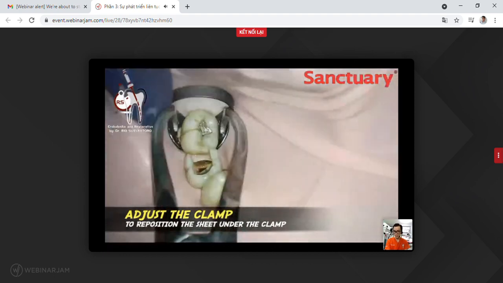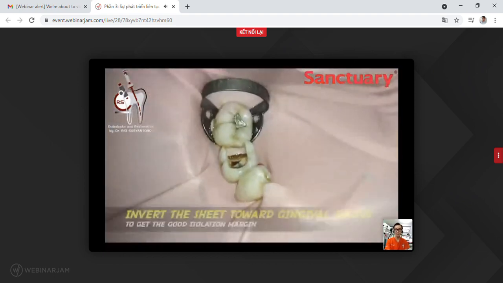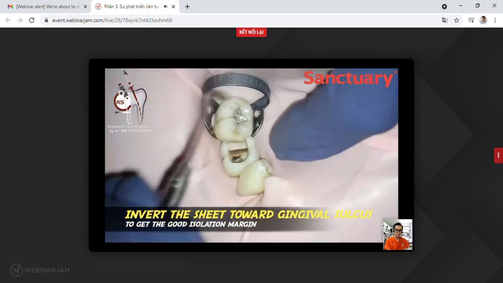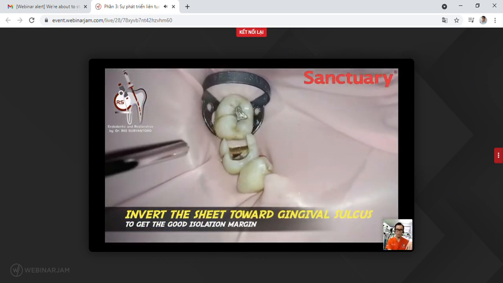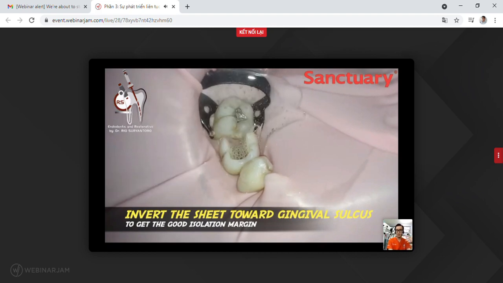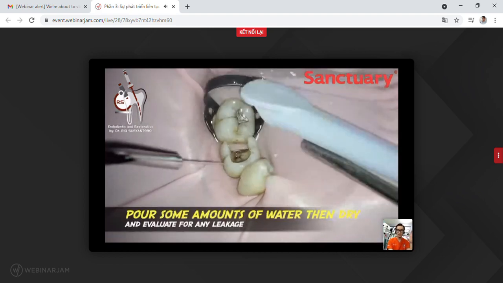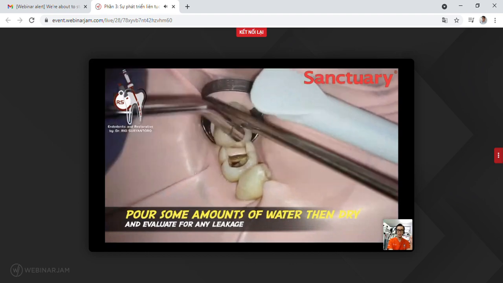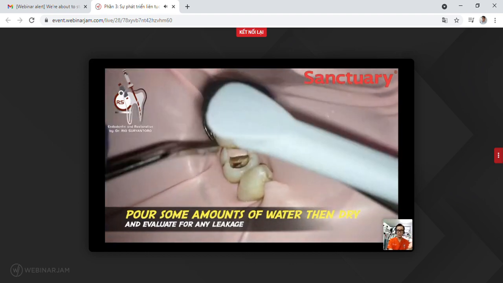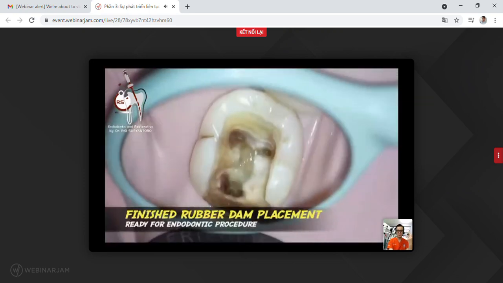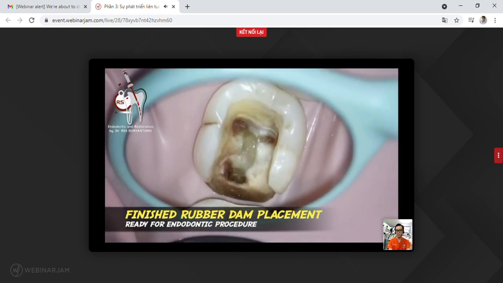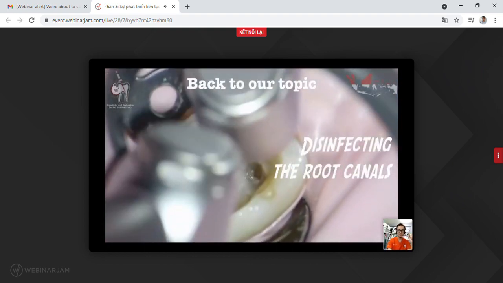And then don't forget to adjust your rubber dam clamp, so that the rubber sheet is located under the clamp. And always invert your rubber dam sheet so that it goes towards your sulcus, thus preventing the entry of gingival crevicular fluid. And then you can start your endodontic treatment with good and proper isolation protocols using rubber dam. But this is not enough because we need to rebuild the proximal wall, which I will explain later in this presentation. So back to our topic, disinfecting the root canals.